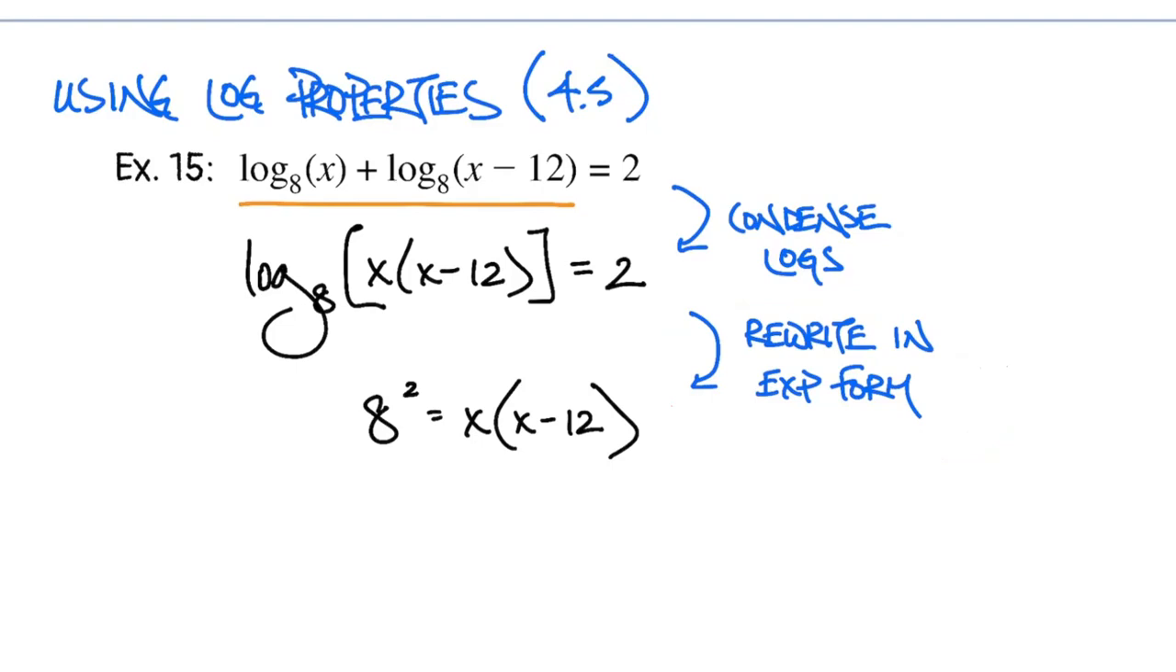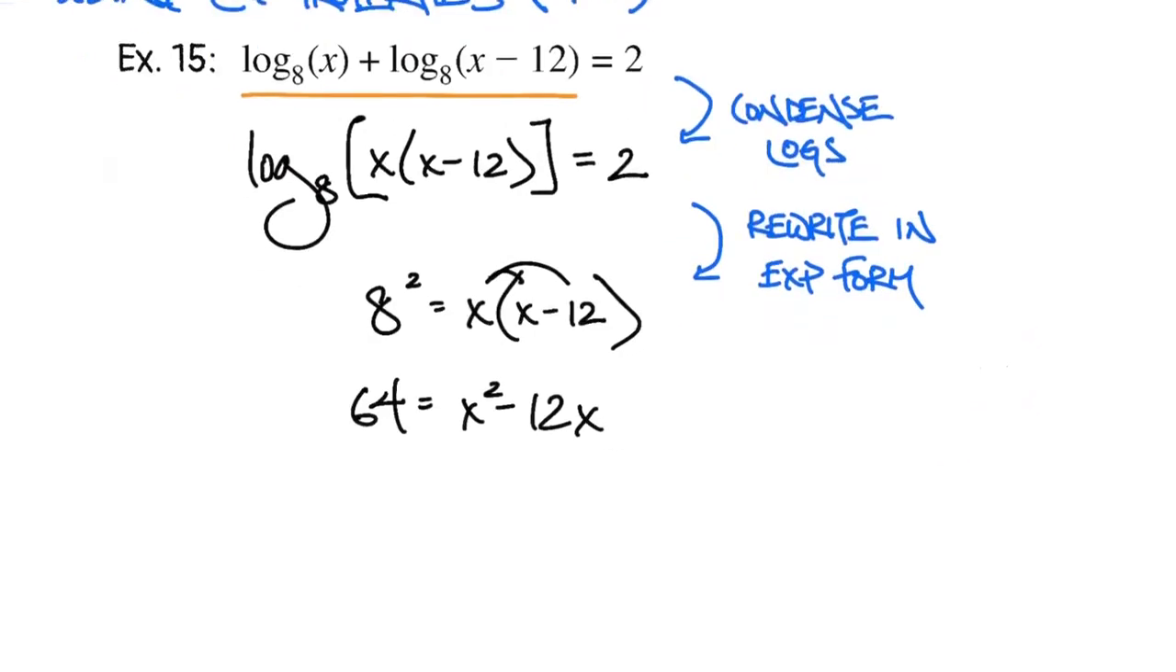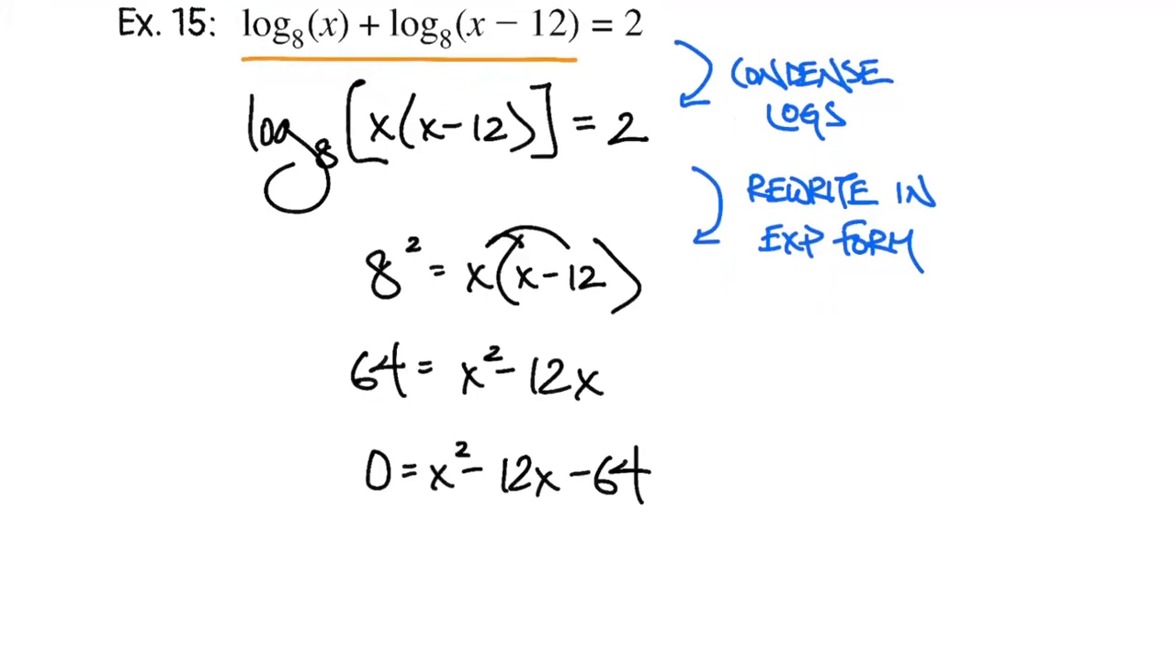Okay. All right. Well, now we don't have any more logs. Now let's see what we have. I think it might be beneficial to do a little distribution here. So we'll get 64 equals x squared minus 12x. What do we do in order to solve this now? Subtract the 64, make it equal to 0, and then you do the factoring. And then we factor.